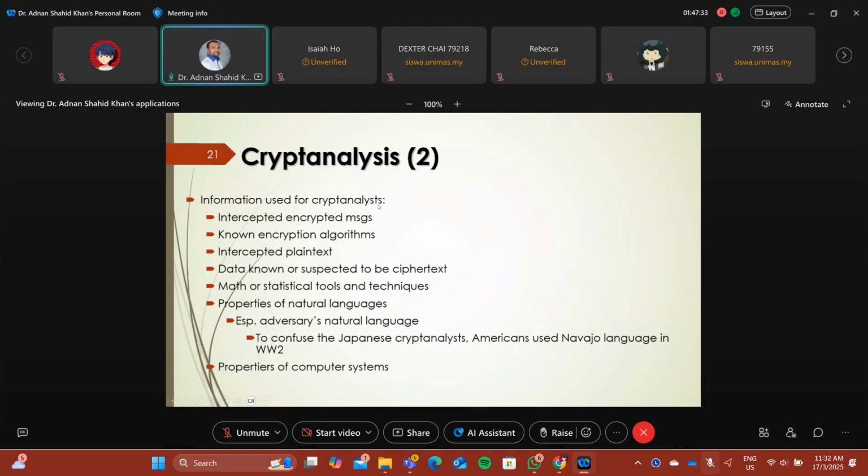Information used for cryptanalysis: intercepted encrypted message, known encryption algorithm, intercepted plain text. These are the things the attacker might need. Data known or suspected to be ciphertext, math or statistical tools and techniques, properties of natural languages. To confuse Japanese cryptanalysis, Americans used the Navajo language in WW2. Also, properties of the computer system. So these are the things the attacker needs.